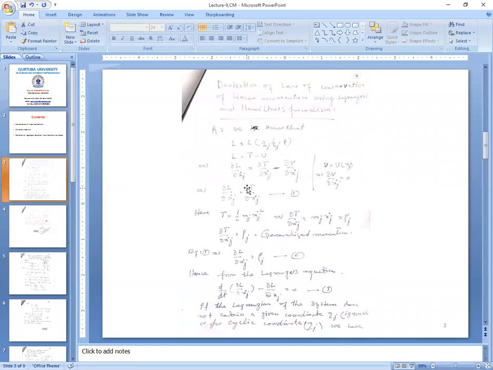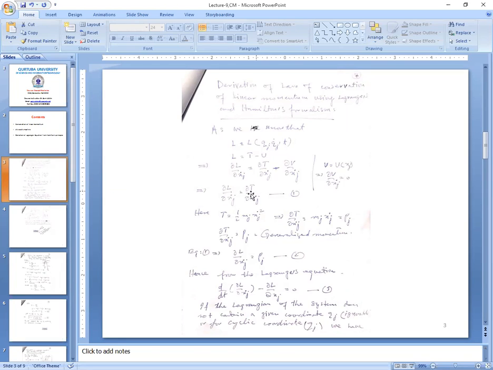If you differentiate this Lagrangian with respect to the generalized velocity x dot j, so ∂L/∂x dot j becomes ∂T/∂x dot j minus ∂U/∂x dot j. As you know, the potential is not a function of velocity, so the partial differentiation of the potential energy with respect to generalized velocity is equal to zero. The potential is a function of generalized coordinate or position only.